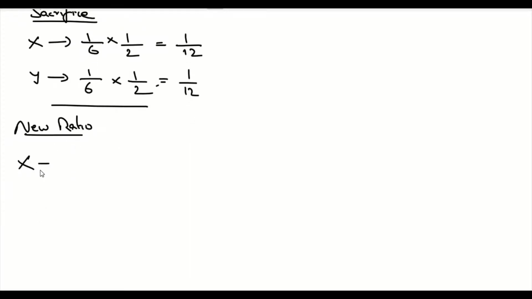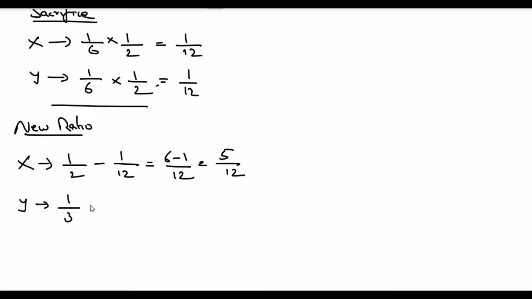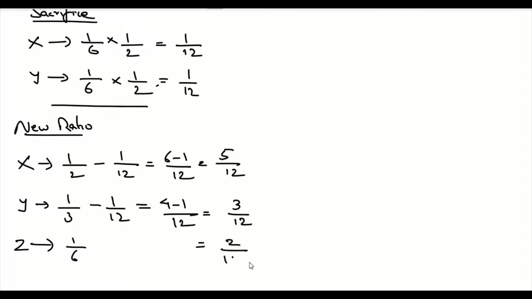For X, his current share is 1/2. He sacrificed 1/12. So 6/12 minus 1/12 gives 5/12. Then we have Y. His current share is 1/3 minus 1/12. That is equal to 4/12 minus 1/12, which is equal to 3/12. Then we have Z. His share is 1/6. If we wanted to keep the same denominator, it is going to be 2/12.